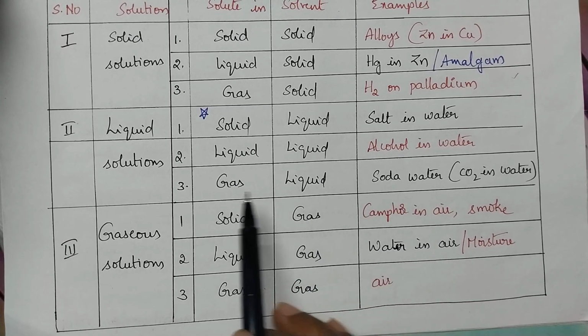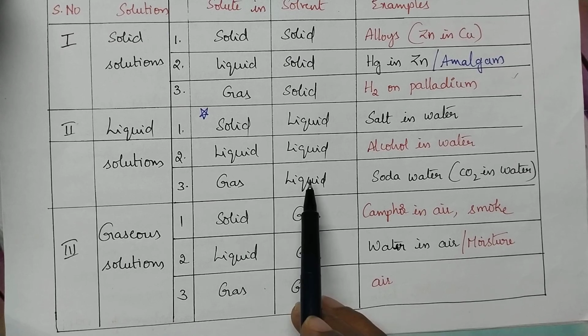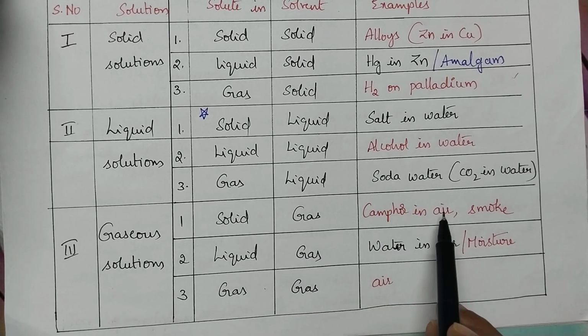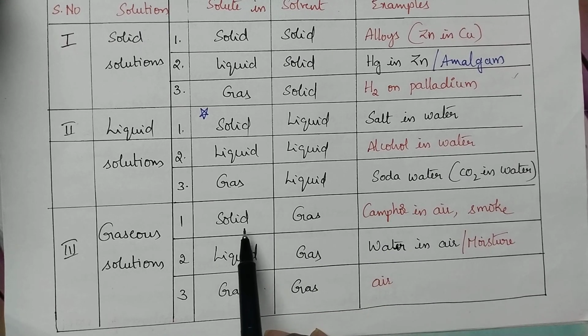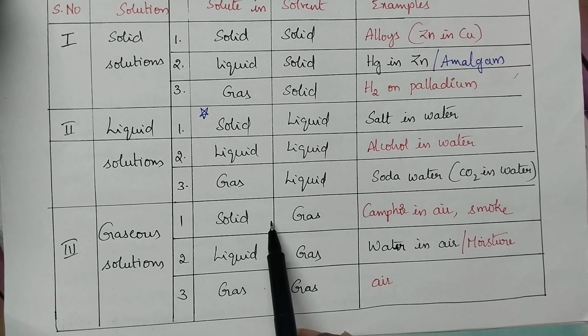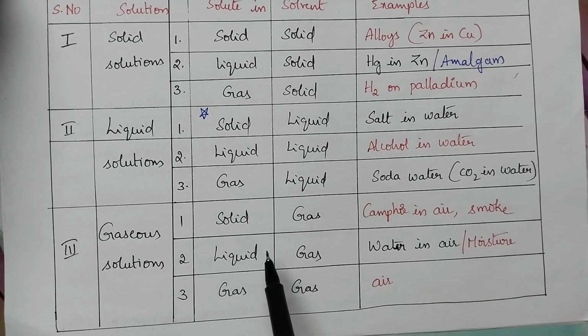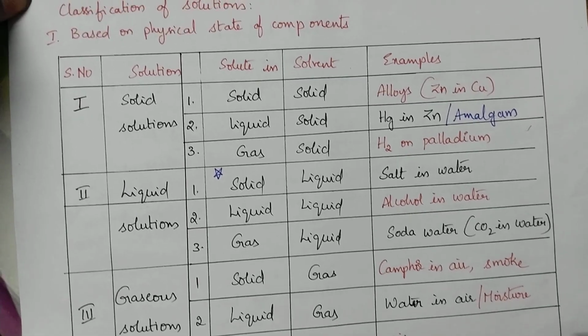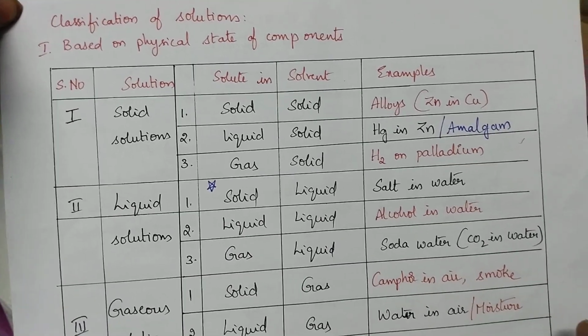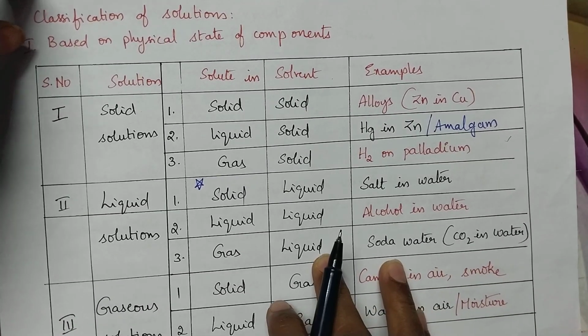Soda water is a good example for gas in liquid system. Camphor in air and smoke are good examples of solid in gas system. Water in air, that means moisture, is a good example for liquid in gaseous system. Air is a good example for gas in gas systems. Is it clear about the classification of solutions based upon the physical state, students?